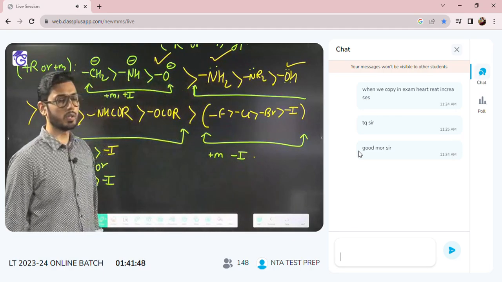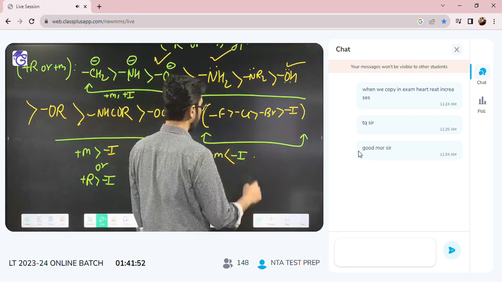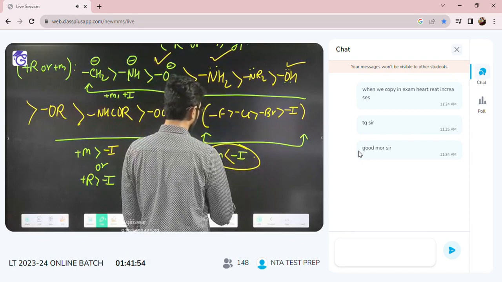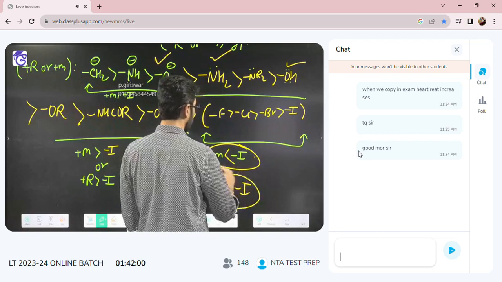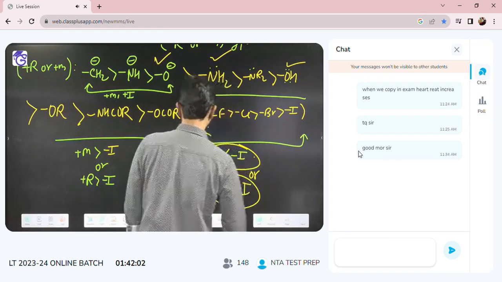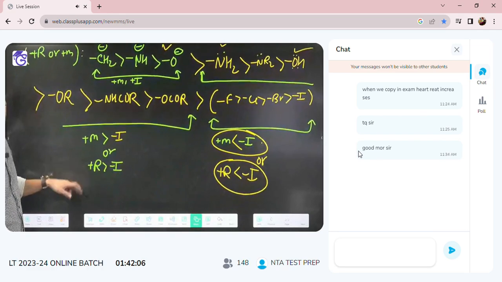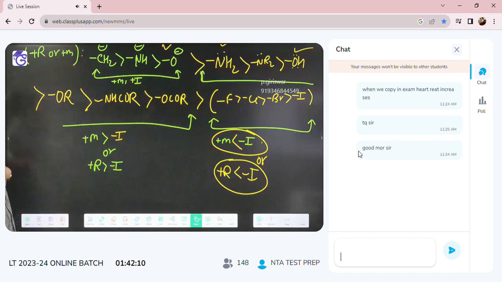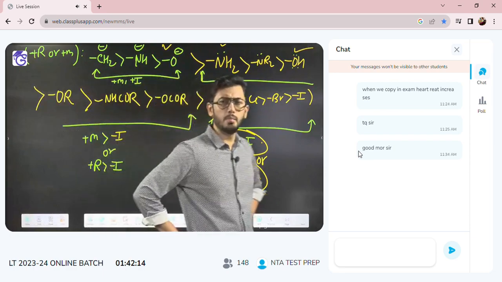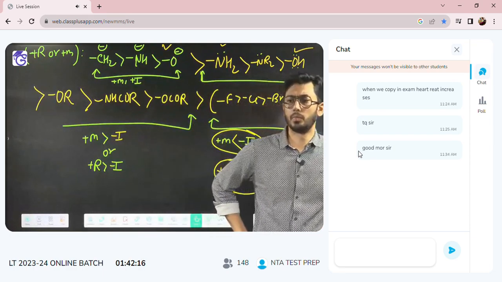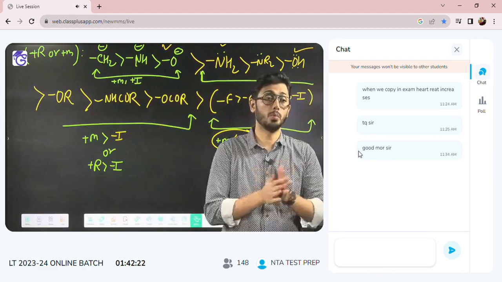Written. Now halogens are very important. They are both plus M and minus I, and which effect dominates? The withdrawing effect dominates. So minus I, or electron withdrawing effect, is more dominating as compared to their electron releasing effect. In CH2 minus, no need to consider. Why? Both are the same nature. Both are electron releasing, no use of any comparison.